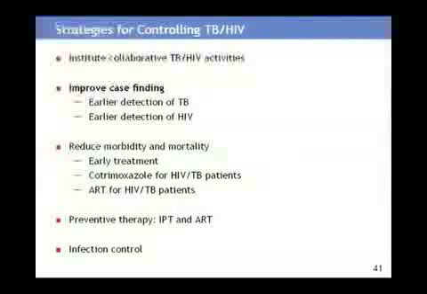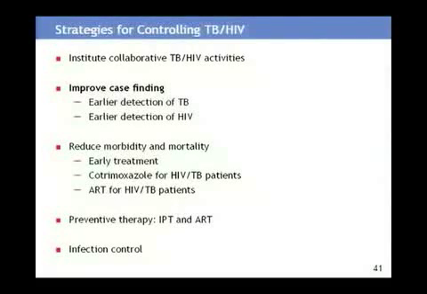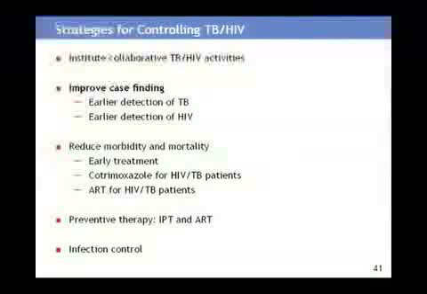Reduce morbidity and mortality among HIV-TB co-infected patients. Give HIV patients earlier treatment. We know that antiretroviral therapy reduces the risk of TB, but we need to give it to these patients earlier, and we need to give it to more patients. Cotrimoxazole for HIV-TB patients cuts down on other opportunistic infections and also decreases the risk of TB. And as we mentioned, antiretroviral therapy. And then preventive therapy. We have seen now through several studies that isoniazid preventive therapy and antiretroviral therapy together greatly reduce the risk of TB. And finally, infection control measures must be put into place.